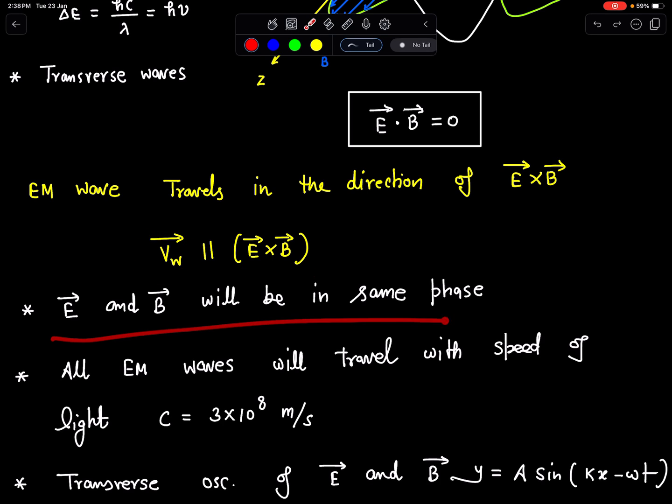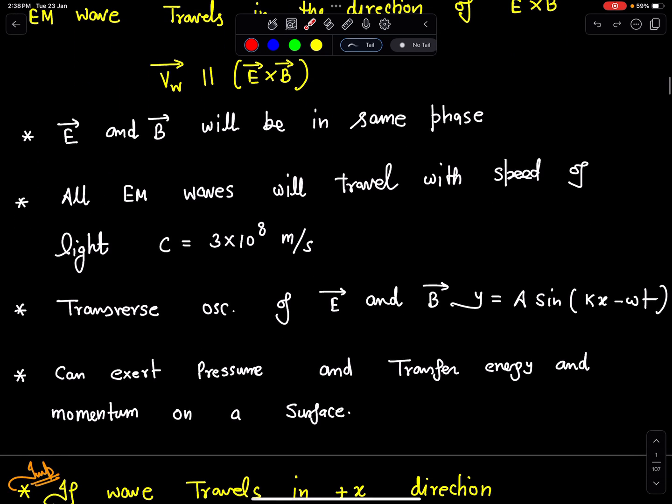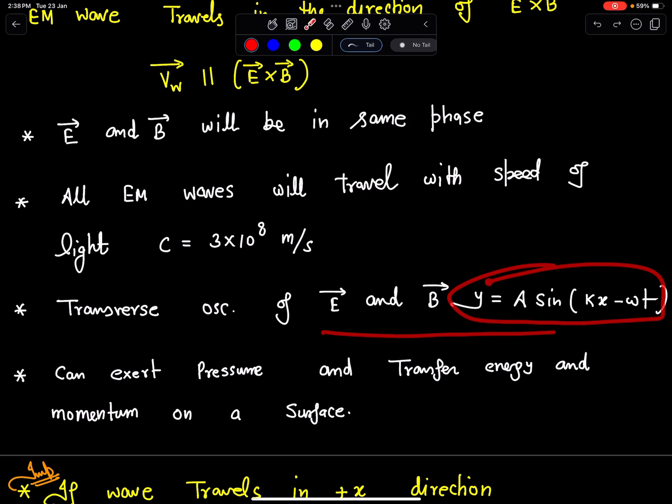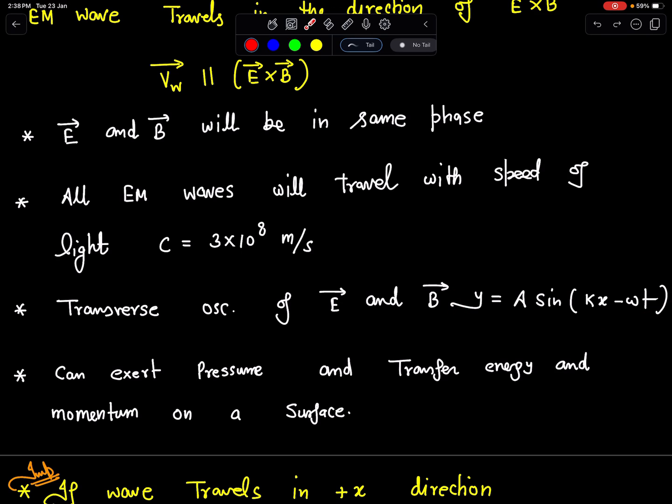Another important point which we have to know is that E and B will always be in the same phase, and all EM waves will travel with the speed of light in vacuum. In vacuum they will travel with the speed of light, and we will see its dependency on refractive index also. Now, transverse oscillations of E and B. So it's a traveling wave. We can expect its equation of the form y equal to a sine of kx minus omega t, or omega t minus kx. That we will discuss shortly.